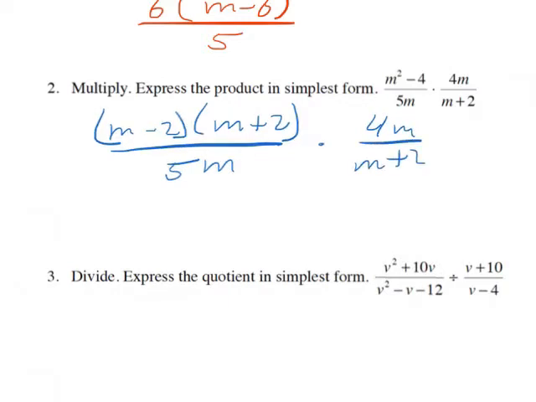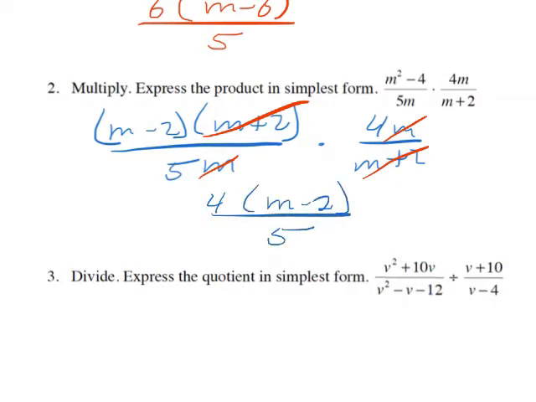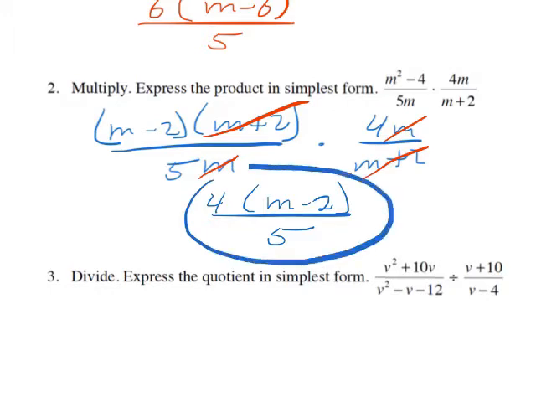Well, hopefully you look at that and you see, yes, this m plus 2 divides out with that m plus 2. This m divides out with that m. And we are left with a final answer of 4 times the quantity m minus 2 all over 5. And does it want us to restrict it? No, it doesn't say that. So that means there's our answer.